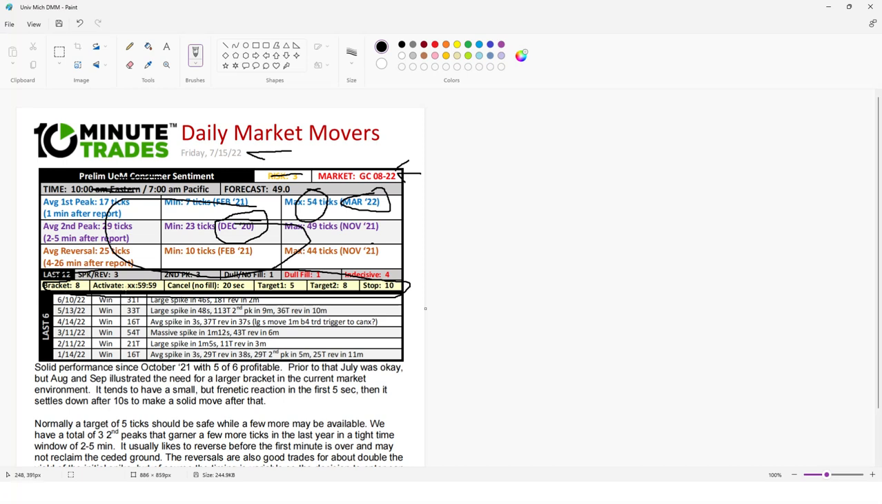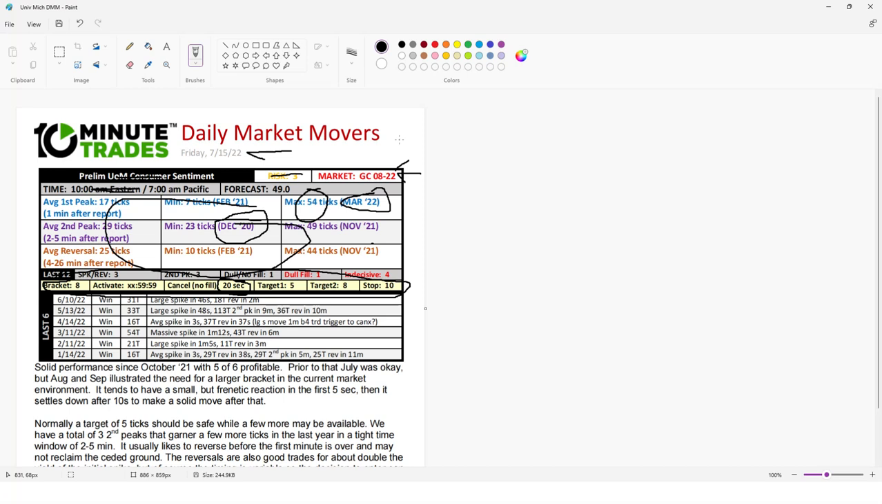We have a cancel rule on many trades. And what the cancel rule means is if you don't get filled, if you don't get pulled into a trade within 20 seconds, you can cancel the trade. Okay. And you can cancel the trade by just unchecking the enabled button. That button that you check to turn on the software, you turn off the trade, cancel the trade by unchecking it.